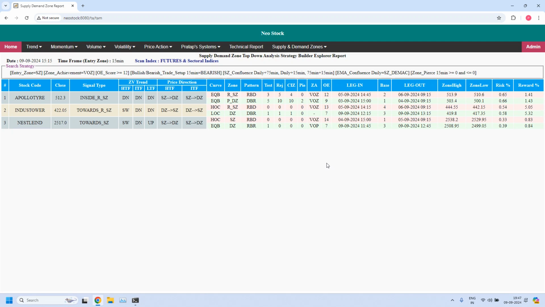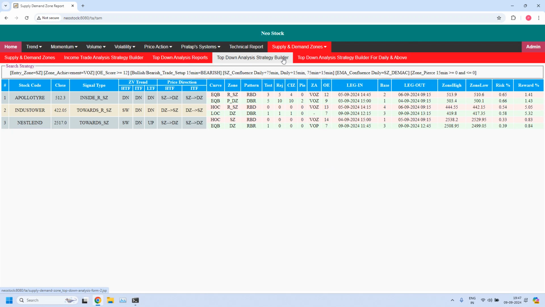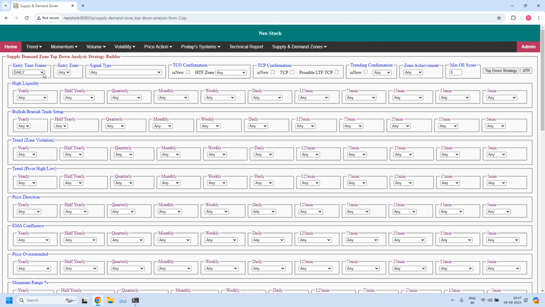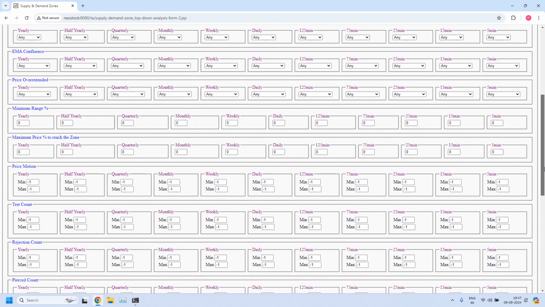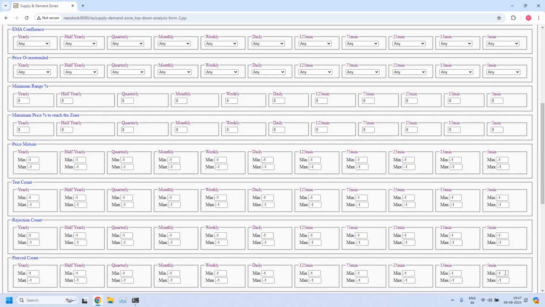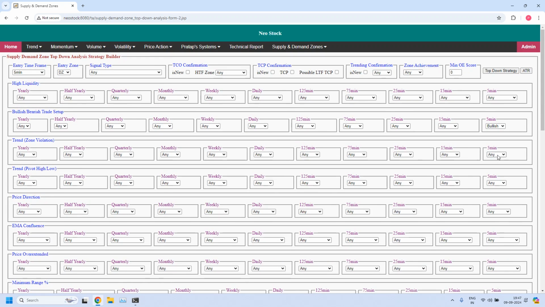And next, hourly income trade for day trading. The entry time frame for hourly income trade is 5 minutes. The entry zone is a demand zone for bullish trade setup. In bullish or bearish trade setup at 5 minutes, I am selecting bullish. The 5 minutes demand zone should not be pierced. So in the pierced count, 5 minutes time frame, the entry time frame, I am adding minimum value 0, maximum value 0. So the zone is not pierced.